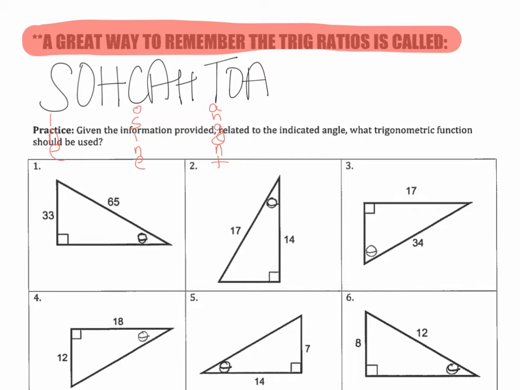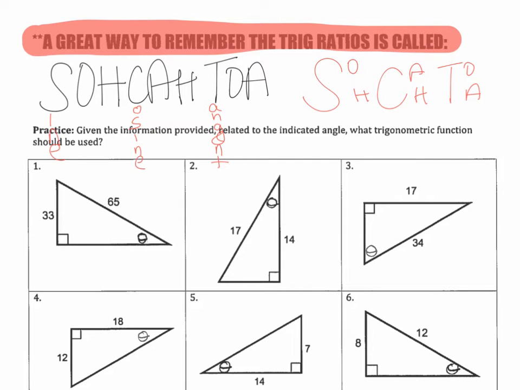Another way you could write this to remember it is like this. SOHCAHTOA. It is spelled exactly as it sounds. However you want to use it, or you don't want to use it, that's excellent. It's up to you. Just a friendly little tip.